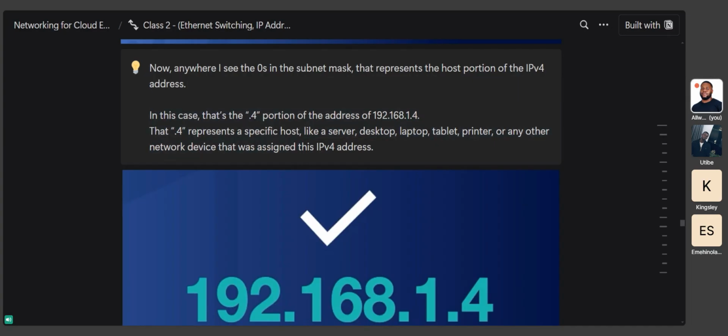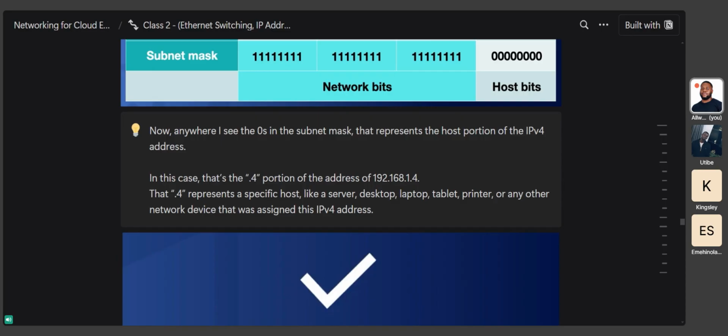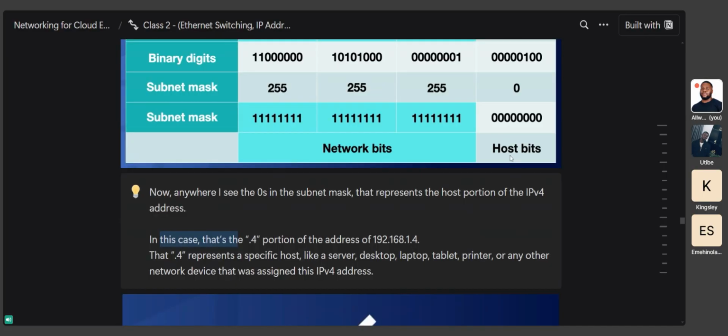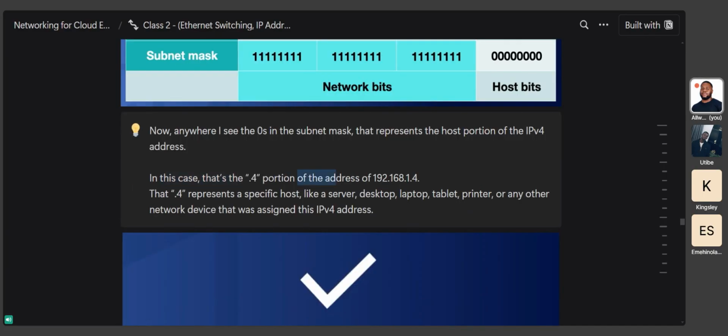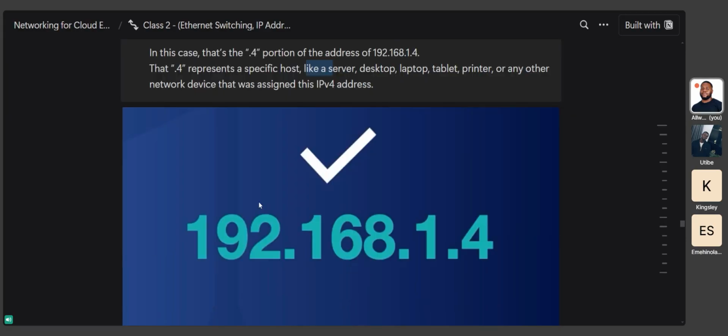But this is the point that I want you to get here. Actually, let me read this again. Now, anywhere I see zeros in a subnet mask, that represents the host portion of the IPv4 address. In this case, that's the .4. This .4 here is the .4 portion of the address 192.168.1.4. That .4 represents a specific host. For instance, you can have a server, a desktop, a laptop, a tablet, a printer, or any other network device that is assigned to that IPv4 address.